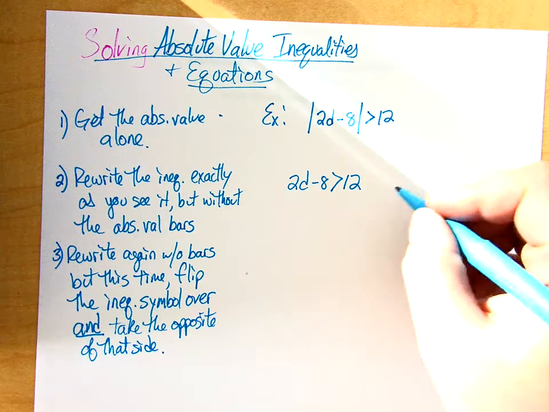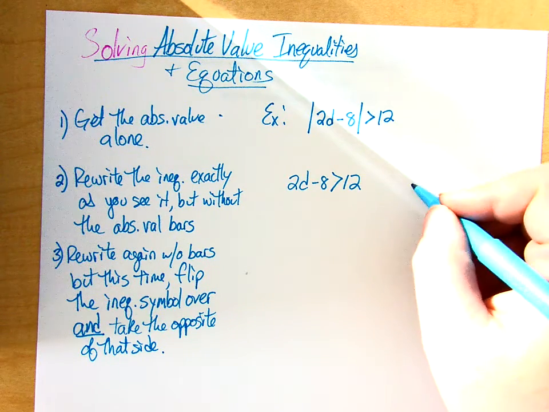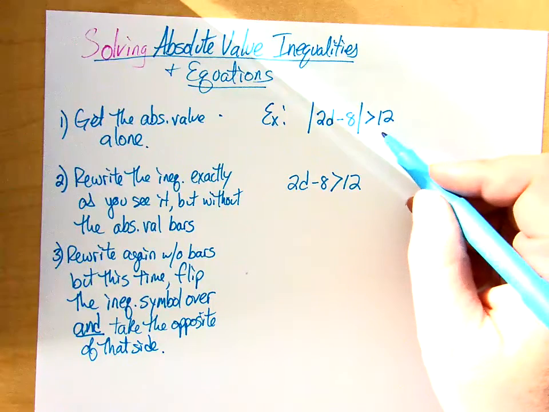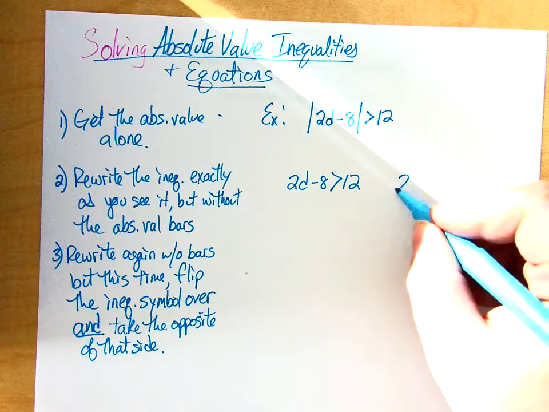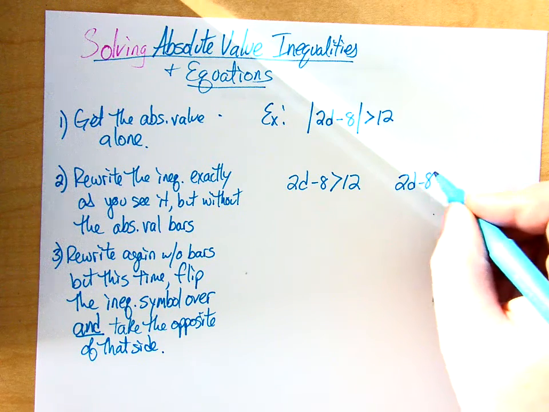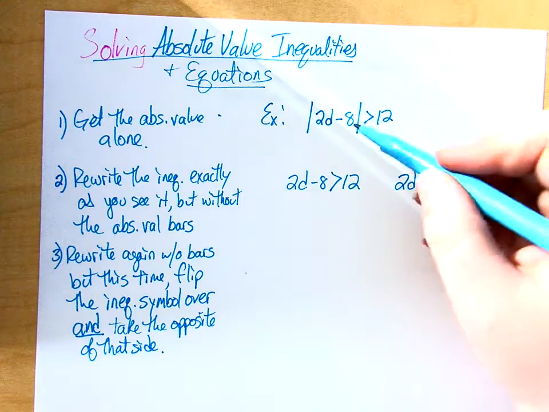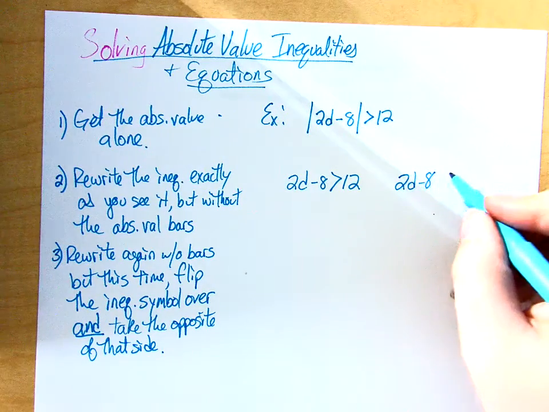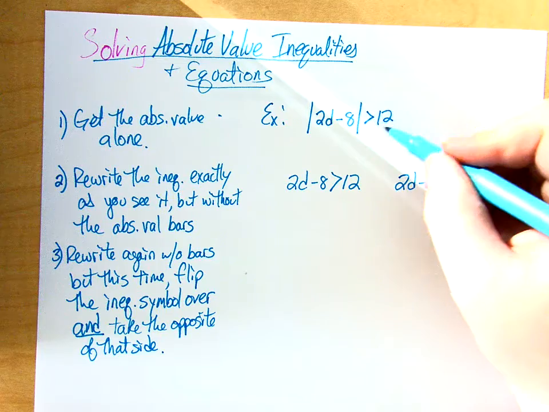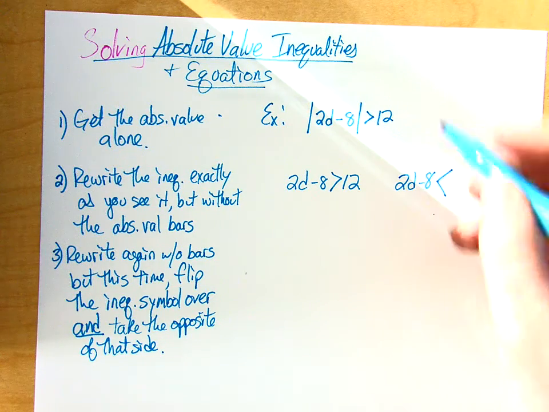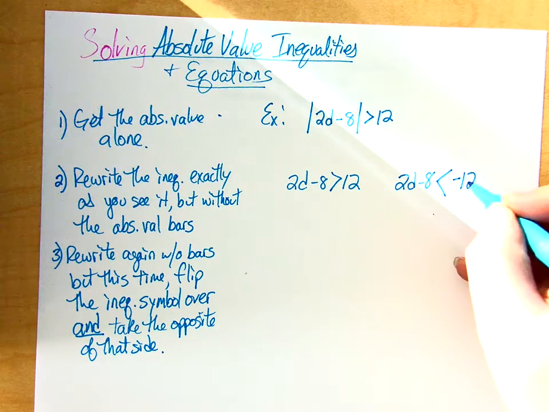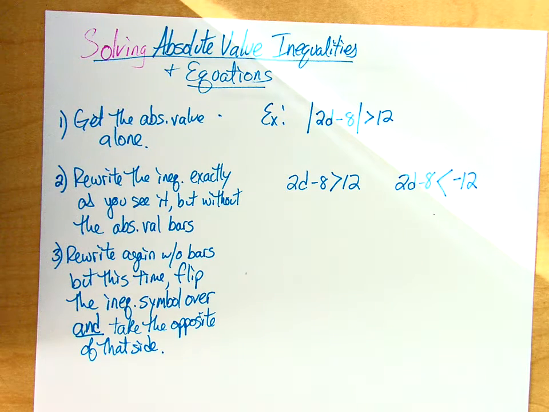Okay, so I'm going to write it the second time over here. Again, exactly like I see it without the bars, so 2d minus 8. But this time, I'm going to flip the inequality symbol over, and I'm going to take the opposite of this side. So now I want negative 12. I promise I will explain why you do this in just a moment. I just want to get our steps down.